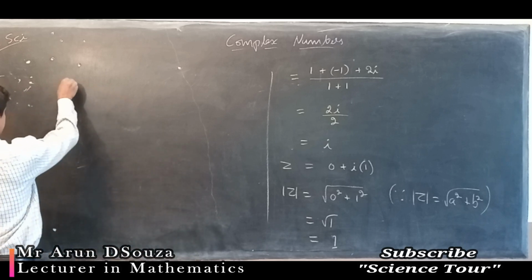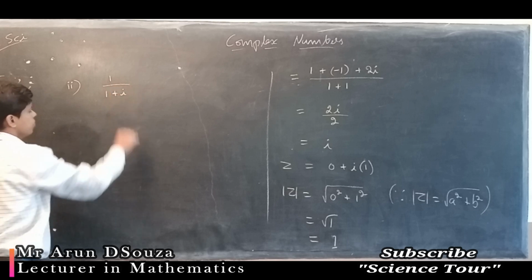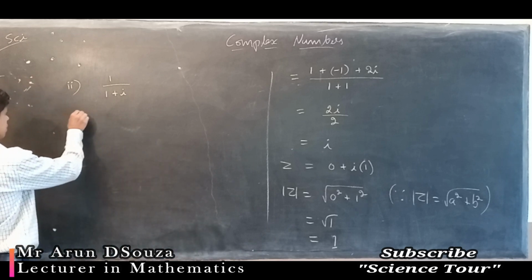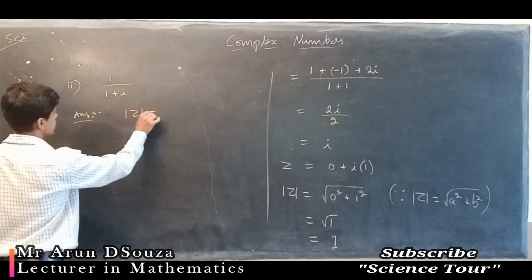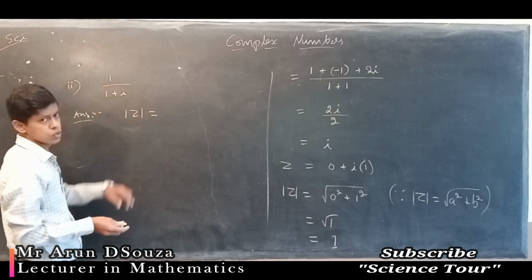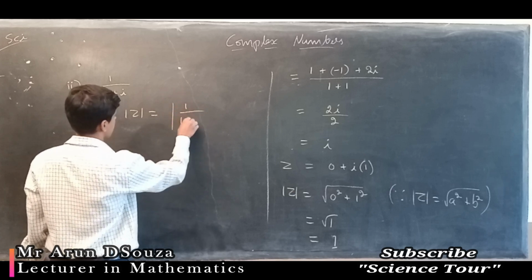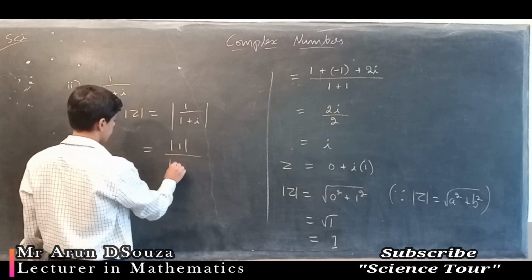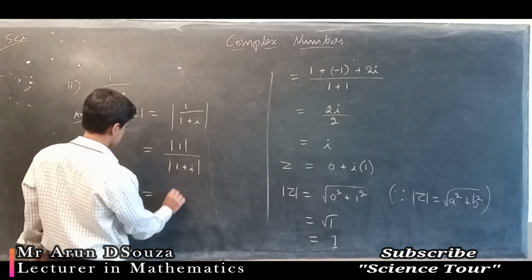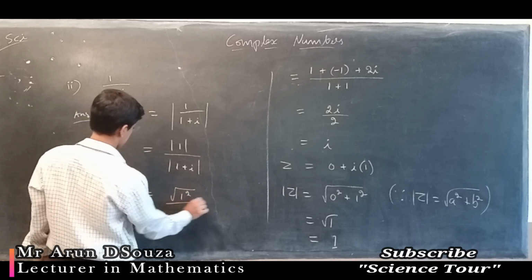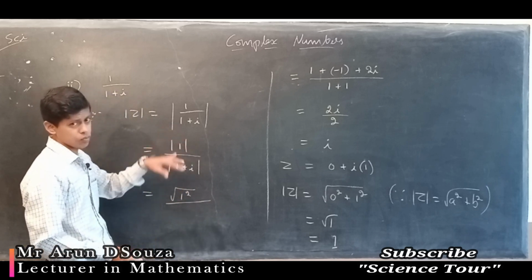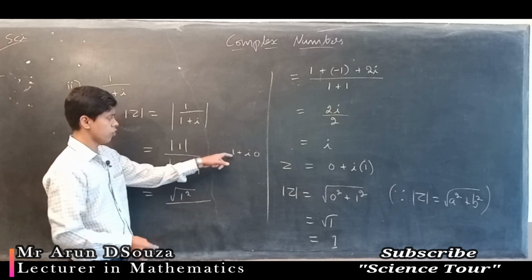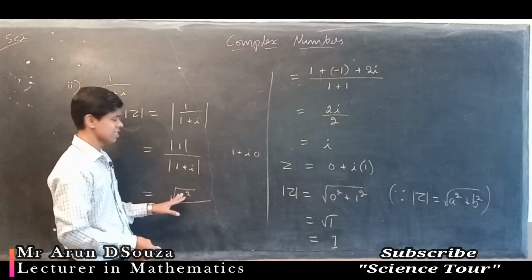Now let us go to the second sub question. The second sub question is 1 by 1 plus i. Now this is once again finding modulus. So mod z is equal to modulus of 1 by 1 plus i. If you find the modulus separately, it is modulus of 1 divided by modulus of 1 plus i. For 1, it is 1 plus i into 0. So what is the modulus? Square root of 1 square plus 0 square, so that is 1 itself.